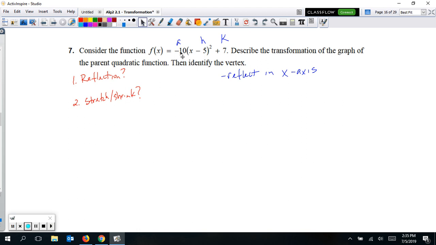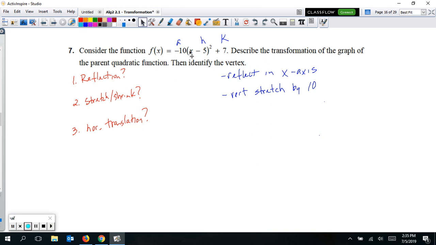So remember, if it's on the outside, it stays that number, but if that 10 was on the inside, then it would be the reciprocal of 1/10, making it a shrink. So this one's going to be a vertical stretch by 10. The next question would be about a horizontal translation, which means left or right, which is an h number. So yeah, there is an h number right there, -5, but remember the h number is not -5. When you pull it out, it really changes to +5, changes to its opposite.